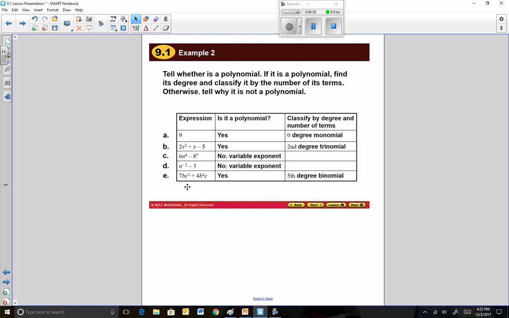Let's take a look at this. We have 7b, everything looks positive here, so this is going to be a polynomial, and it is the 5th degree binomial. How do you get 5th degree binomial? Now let's take a look. The highest degree of the b's is a 4. Well, that's interesting. I'll have to get back to you on that one and why it's a fifth degree binomial. Let's continue on.